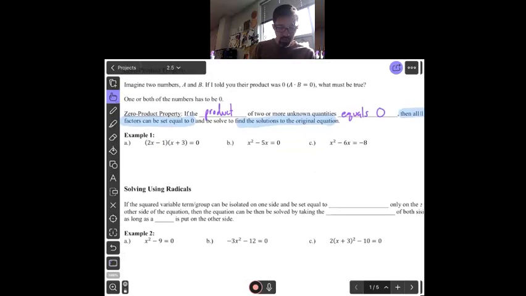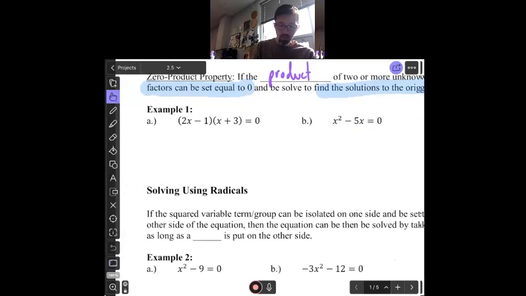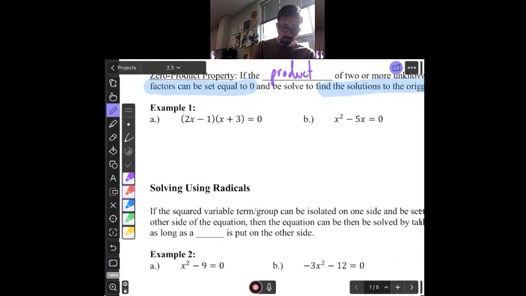So essentially what it's saying is that we can take the factors of a problem and set those equal to 0, and then thus be able to find the solutions to that equation. So this problem's already factored. So we just take each factor and set it equal to 0. So I would say, 2x minus 1 equals 0. We'd also say that x plus 3 equals 0.